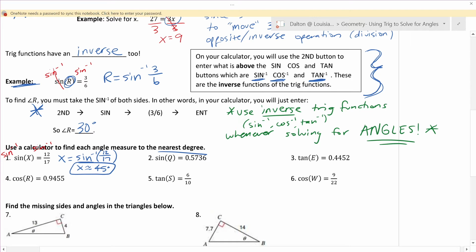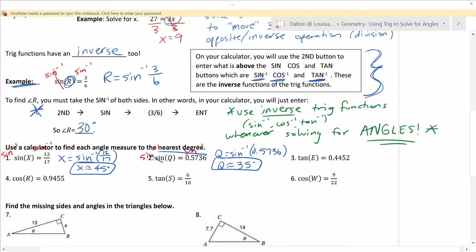Okay, number 2, the sine of q equals 0.5736. This one looks a little bit different, but you treat it the exact same. If I want to get q out of sine, I'm going to take the sine inverse of both sides, which is going to leave me with q on the left side, right? My sine and sine cancel. q equals sine inverse of 0.5736. Typically we've been putting a fraction, but you're just going to put that decimal and it's the same thing. Round to the nearest degree, you get q is approximately 35 degrees.